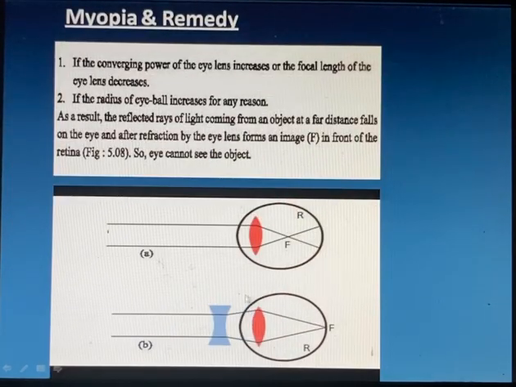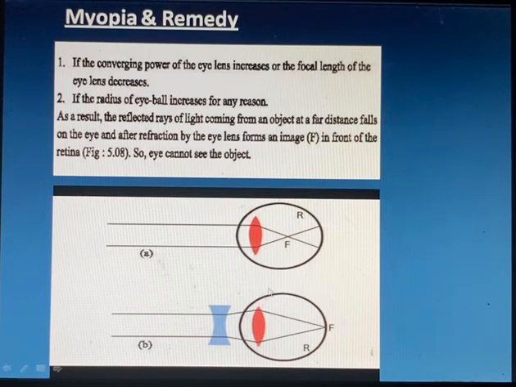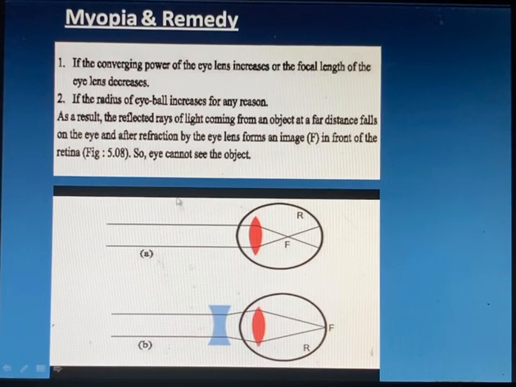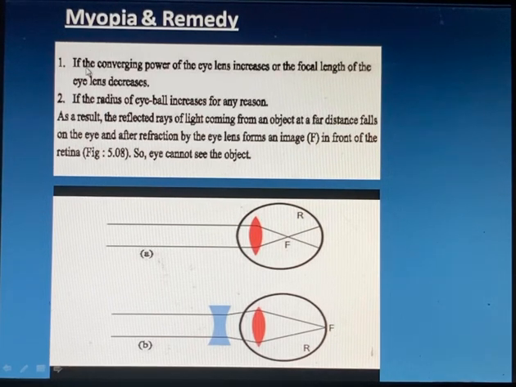Okay, what is myopia and what are the remedies? The explanation is written in your book, and I have collected this diagram and description from your book. First one, the causes of myopia are just opposite to hypermetropia.